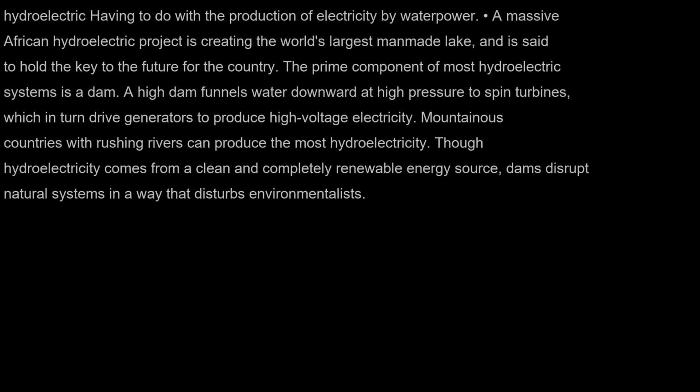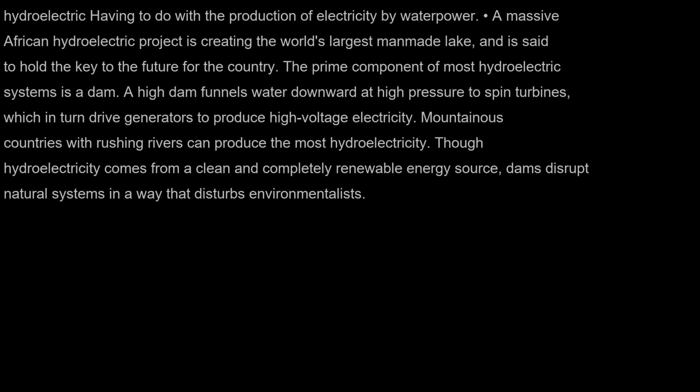Hydroelectric, having to do with the production of electricity by water power. A massive African hydroelectric project is creating the world's largest man-made lake, and is said to hold the key to the future for the country. The prime component of most hydroelectric systems is a dam.